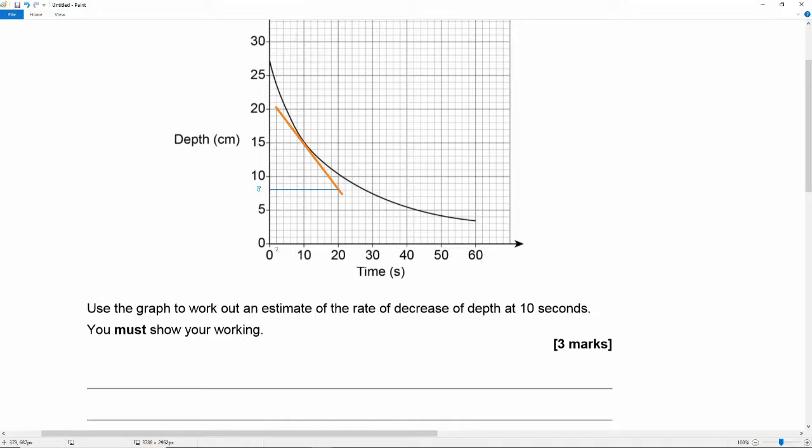So I'm going to write in these coordinates as (2, 20) and (20, 8).